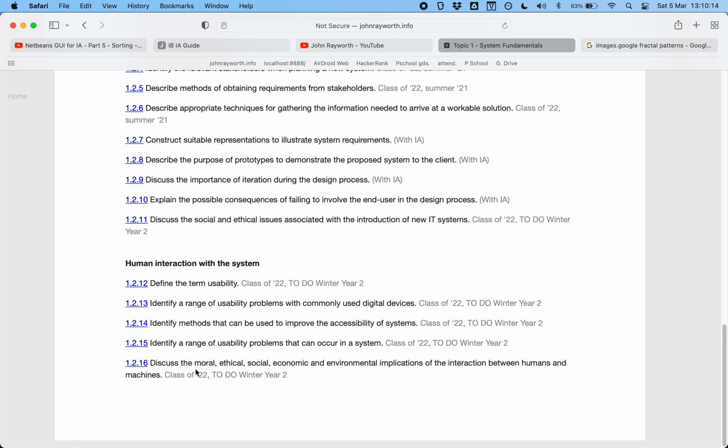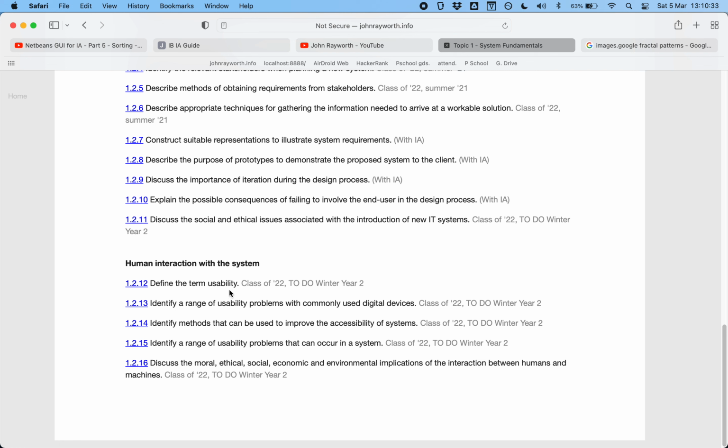And this one here is more, it's talking about robots, basically. It's talking about the moral, ethical, social, and economic environmental implications of the interaction between humans and machines. Well, okay, not just robots, but robots is a big one to be thinking about now in terms of all these issues, and you tend to do a pretty good job with that.